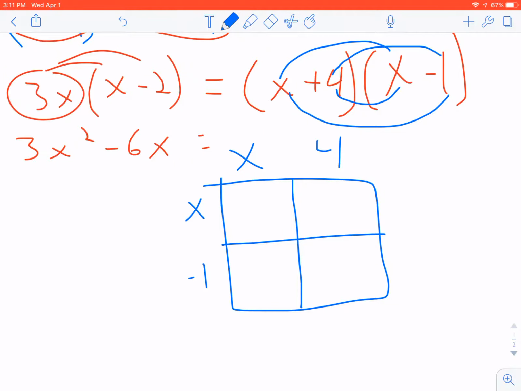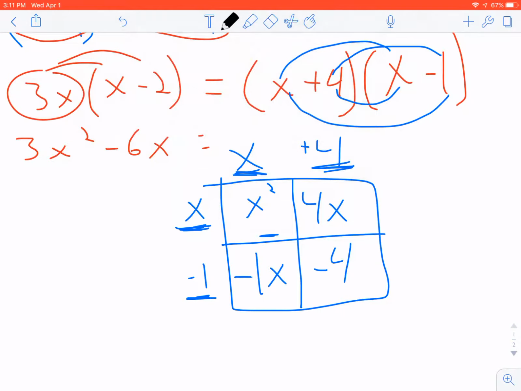So when I do this, I just write my two binomials, one across the top, one down the side. And to get the value on the inside of the box, you need to multiply the two terms that are touching that part of the box. So x times x gives you x squared. Negative 1 times x gives me negative 1x. Top right, x times 4 gives me 4x. And bottom right, negative 1 times 4 is a negative 4.